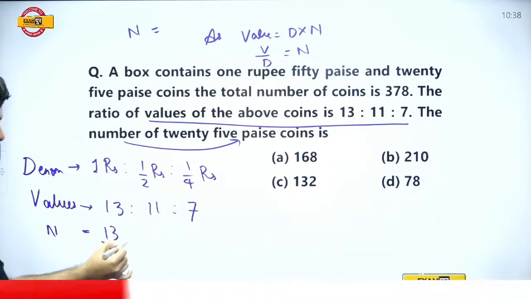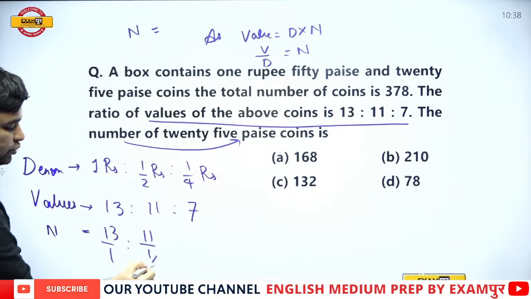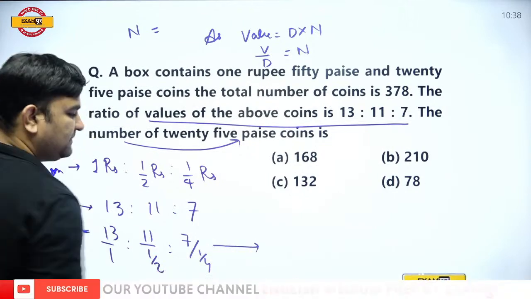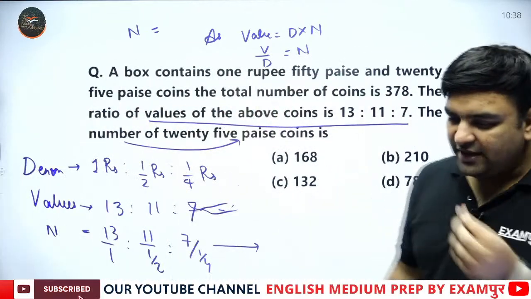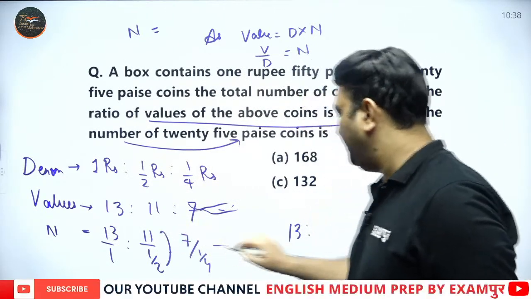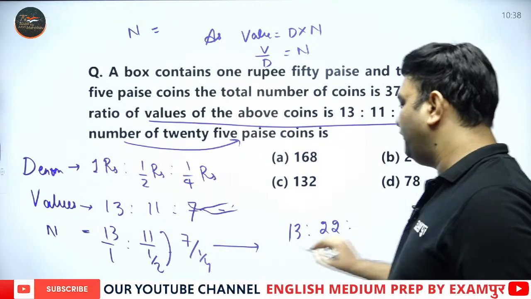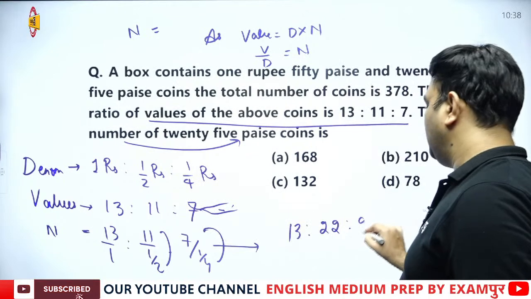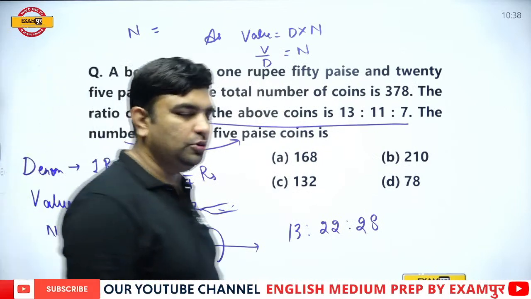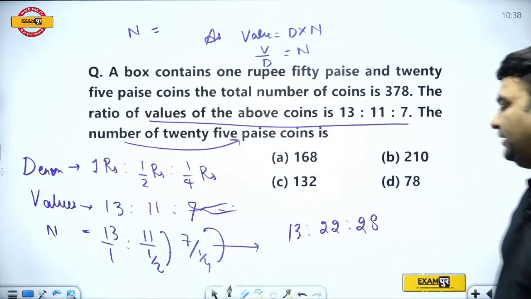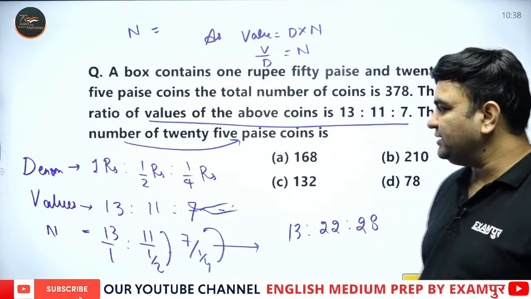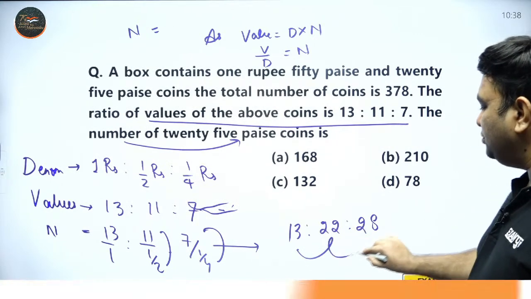13 upon 1, 11 upon 1/2, 7 upon 1/4. So 13 upon 1 is 13. This 2 will go in the numerator, 22, and this 4 will go in the numerator, 28. So this is the number ratio. The number of coins is in the ratio 13:22:28.